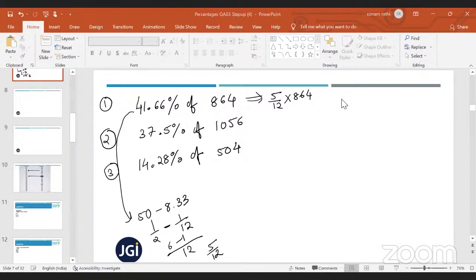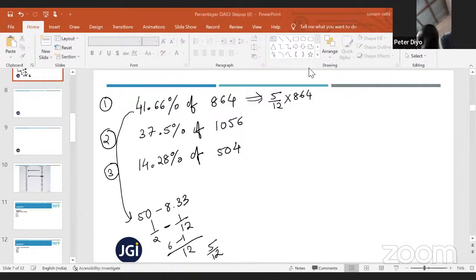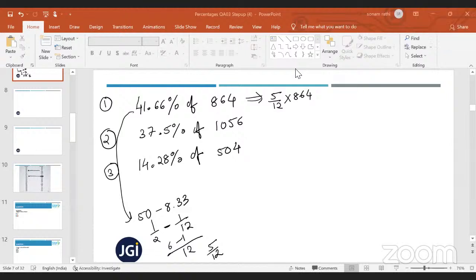Tell me the answer. How much will I get? Divide by 12 first and then multiply by 5. 72 and then 360. Correct. Everyone is getting the correct answer. 5 into 72, 360. Okay. Question number 2. 50 minus how much?